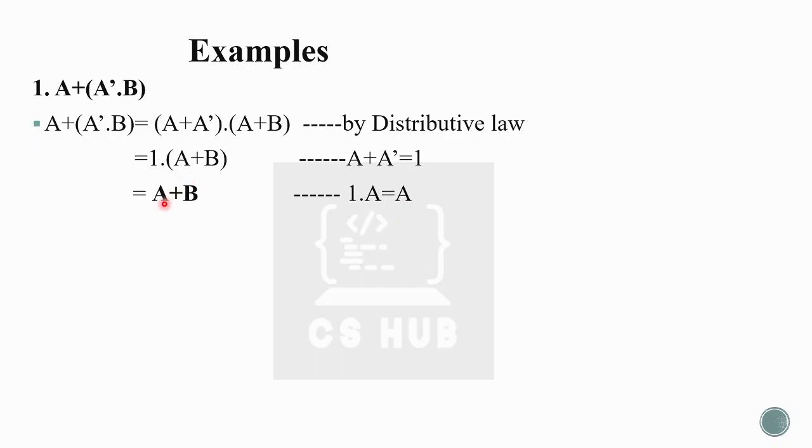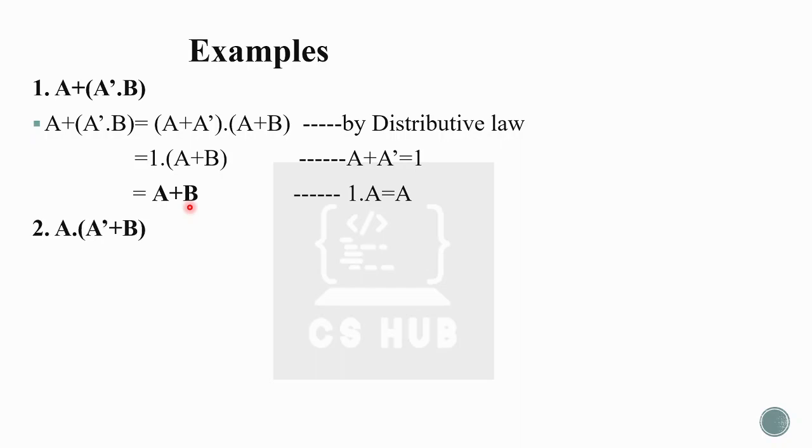And consider, let's check this final simplified form. Here two literals are there and a single OR gate is needed. Here we need an OR gate, a NOT gate, an OR gate, and an AND gate, right? Three gates and two literals. Here just two literals and a single gate. This is the power of simplification.